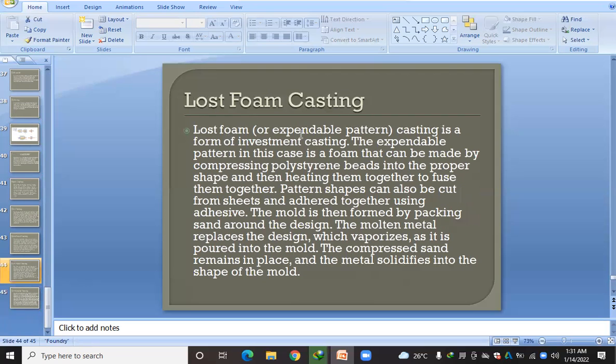Then lost foam casting. Lost foam casting is a form of investment casting. The expendable pattern in this case is foam. It's a foam that can be made by compressing polystyrene beads into the proper shape and then heating them to fuse them together. Pattern shapes can also be cut from sheets and adhered together using adhesive. The mold is then formed by packing sand around the design. The molten metal replaces the design, which vaporizes as it is poured into the mold. The compressed sand remains in place and the metal solidifies into the shape of the mold.